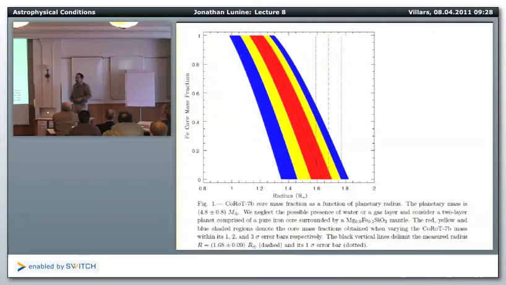And if you don't know how much iron is in this body, you cannot make predictions about tectonics and habitability and volcanism or anything like that. So you have to know the mass.